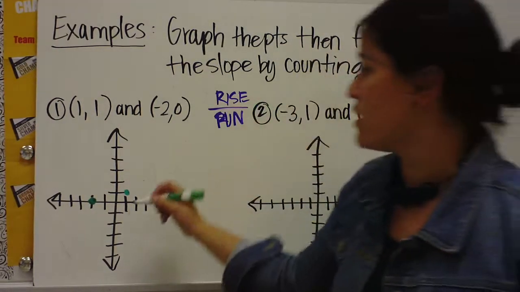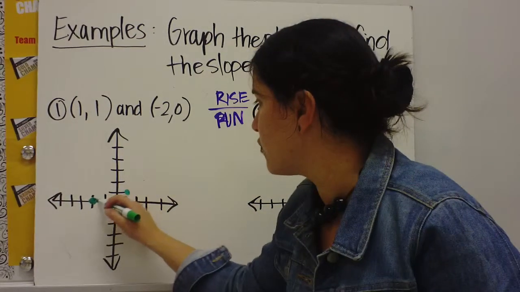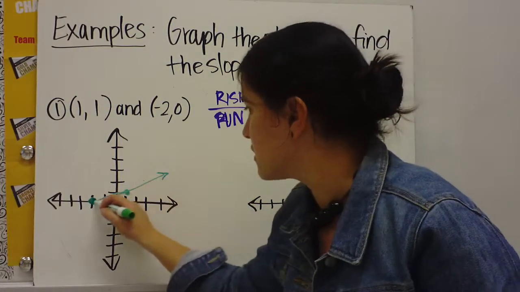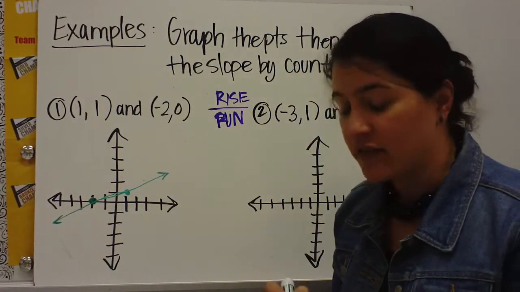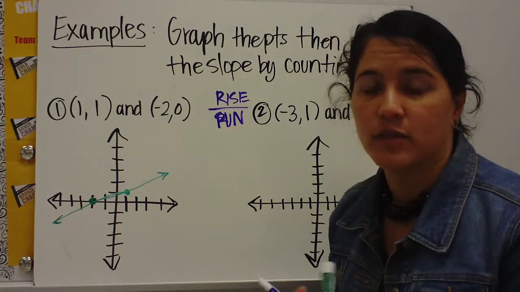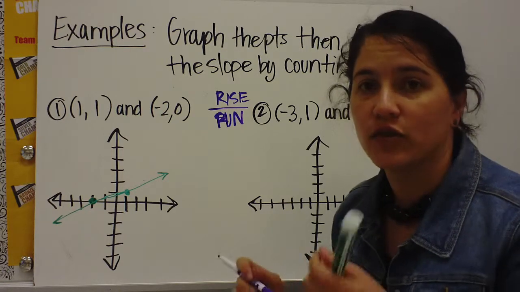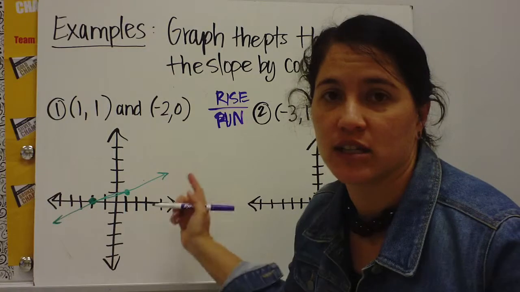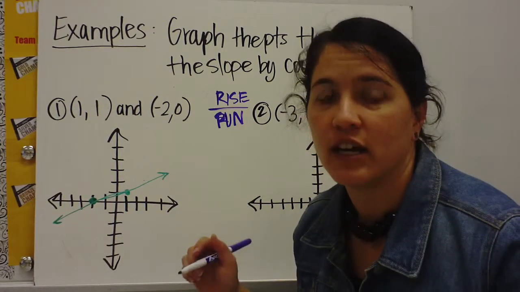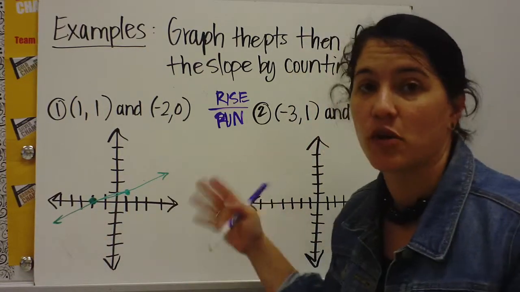Once you graph the points, we need to connect them to form a line. Ooh, that's a bad line. And then, we've done that before, now we're going to find the slope. To find the slope, you count the rise over run. Now, rise means up or down. So before we do anything, let's take a look at this. Is this a positive or a negative? This is a positive slope, so just keep that in mind.